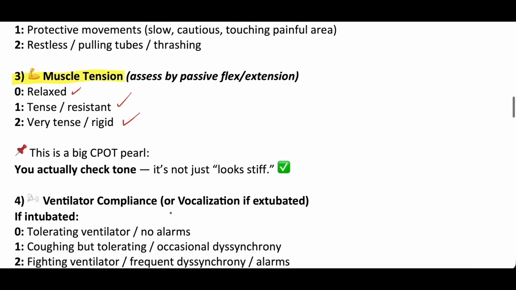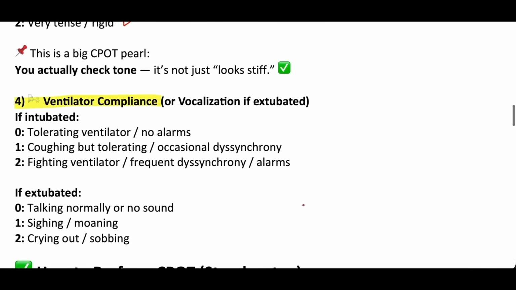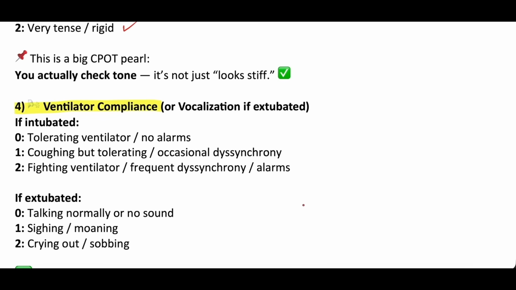And then number 4 is ventilator compliance, or if they're not intubated, vocalizations. If intubated, are they tolerating the ventilator? 0 is no alarms, they're nice and compliant. 1 is they're coughing but tolerating. There's occasional desynchrony, they cough every once in a while, but overall things are looking pretty good. And 2 is they're fighting the ventilator. There's all this desynchrony, the alarms are blaring, and respiratory therapy is in and out of that room nonstop. If extubated, we don't classically use the CPOT score in these patients, but you can. 0 would be talking normally, 1 would be sighing, moaning, and 2 would be crying out and sobbing.